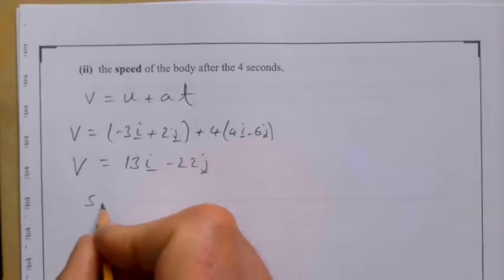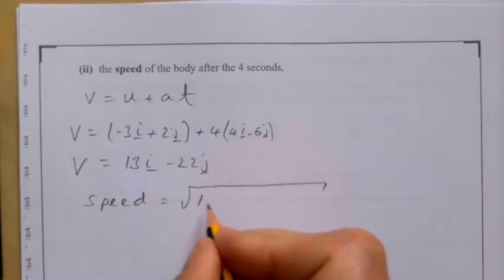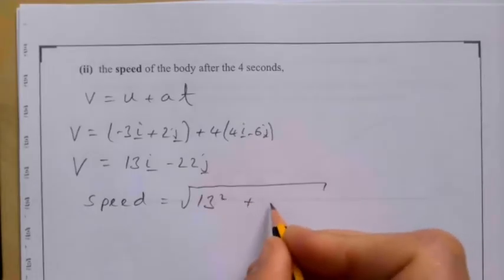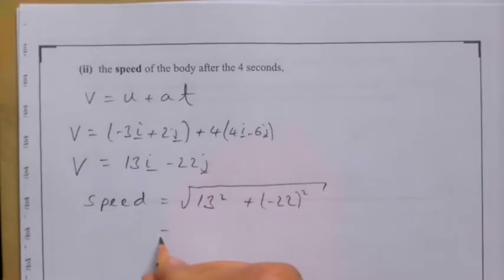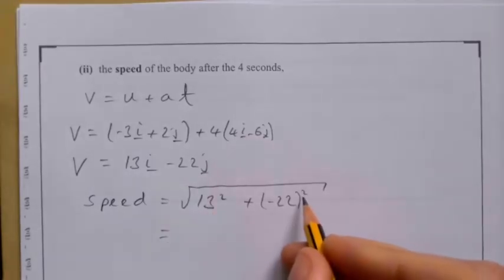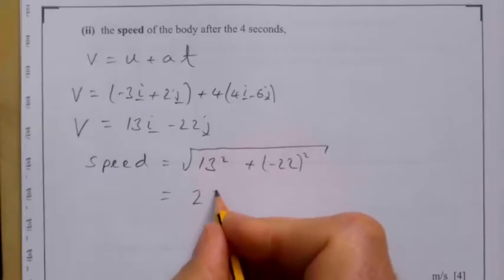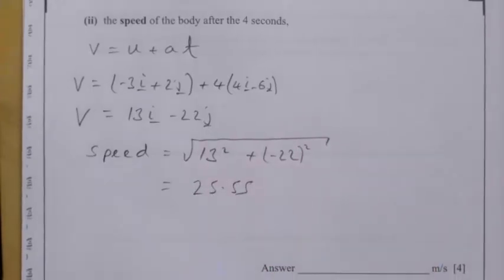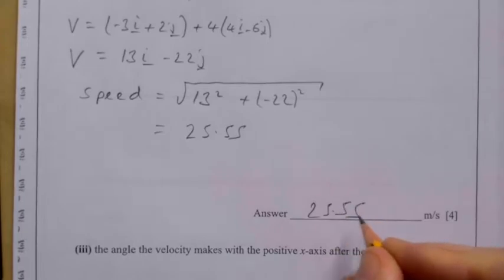And so my speed then is going to be the square root of 13 squared plus minus 22 squared. And so if you square this and square this, put it in your calculator, find the square root, we get 25.55. So 25.55 meters per second.